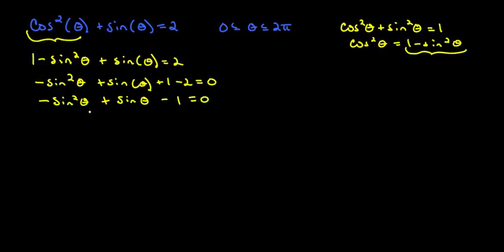Multiply everything by negative 1. So that's going to give me sine squared theta minus sine theta plus 1 is equal to 0. Now what I want to do is either try to factor this or use the quadratic formula, or something of that nature.